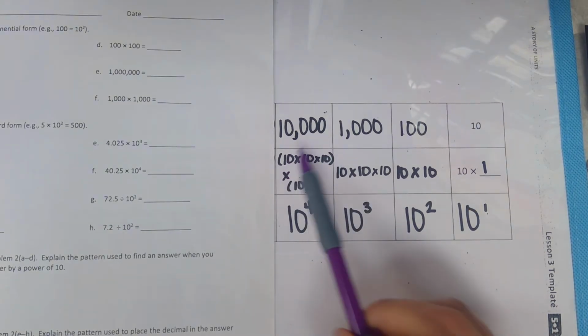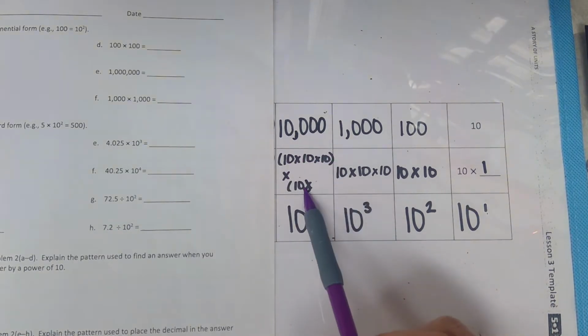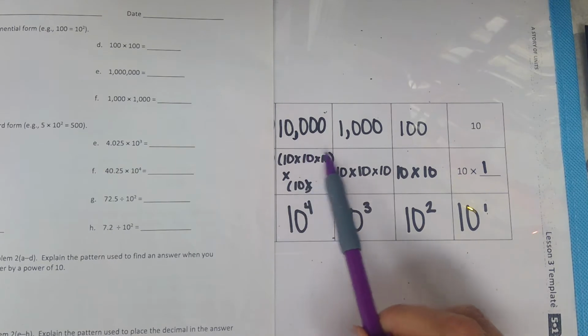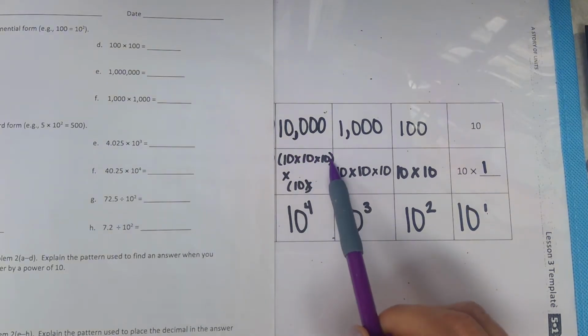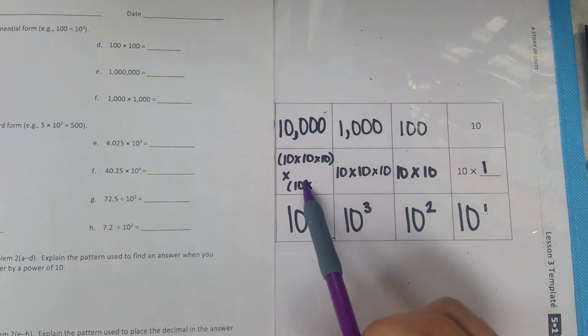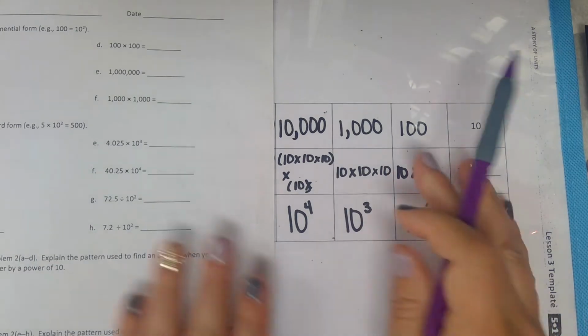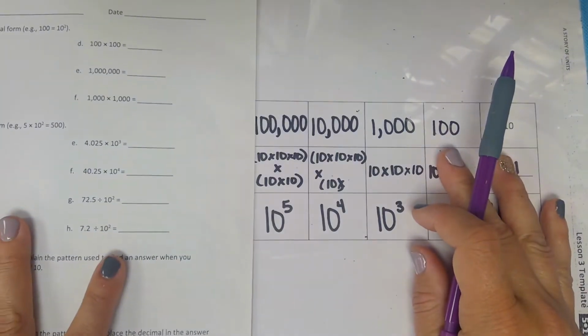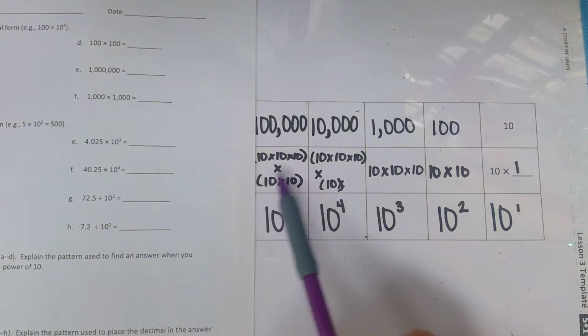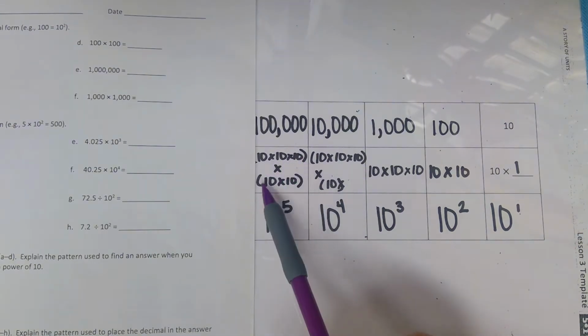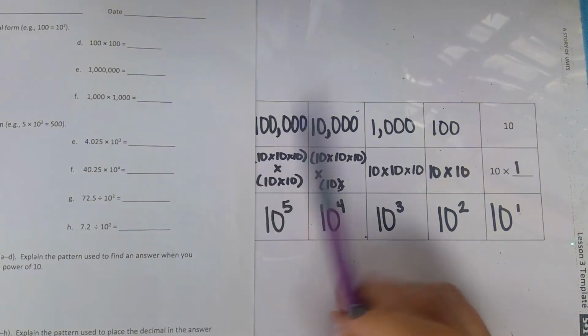Now I have 10,000. So I've got 10 times 10 times 10 times 10. Well, when I count it up, I've got 1, 2, 3, 4 tens. So it's 10 to the fourth. I know 10 to the fourth is 10 times 10 times 10 times 10, and that equals 10,000. The next one I have is 100,000. It's 10 times 10 times 10 times 10 times 10, and if I count it up, I have 5 tens. So 10 to the fifth is 10 times 10 times 10 times 10 times 10, which is 100,000.